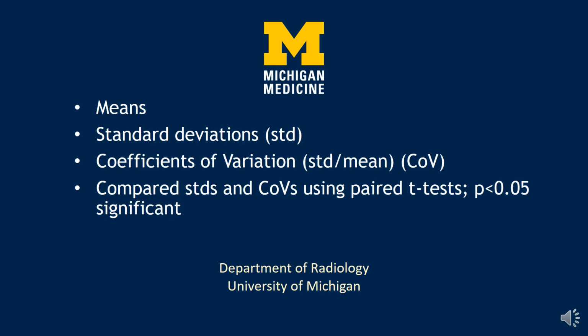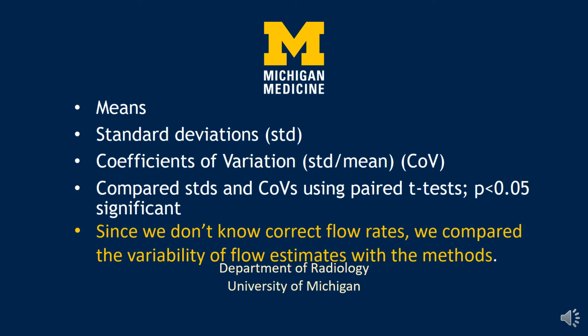So at each site, we measured the mean, the standard deviation, and the coefficient of variation, which is the standard deviation divided by the mean. The reason we require that is because the variations in the standard deviation could have been due to the fact that the measurements were actually different, and larger measurements could have larger standard deviations. So in order to compensate for the mean measurement, in each case, we use the coefficient of variation. We compared the standard deviations and coefficients of variation using paired t-tests where p less than 0.05 was considered significant. Since we didn't know the correct flows, as I mentioned, we compared the variability of the flow estimates with the method.